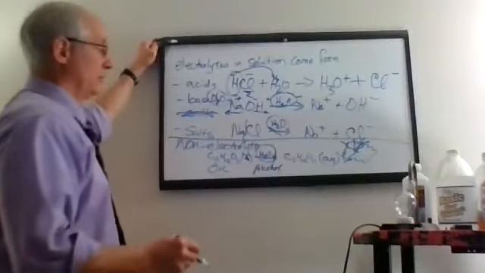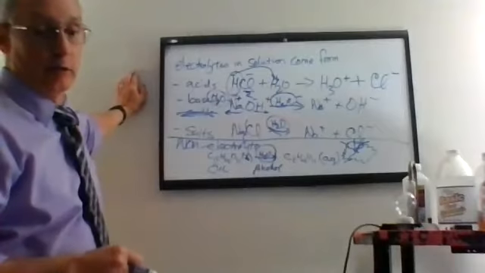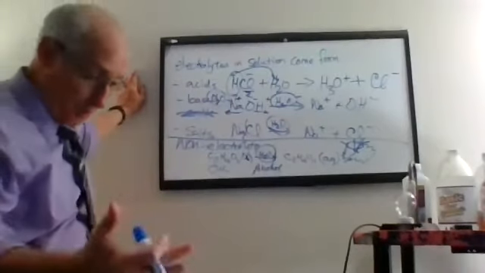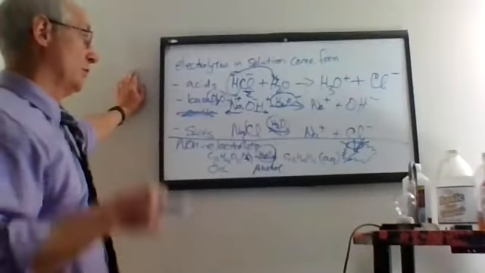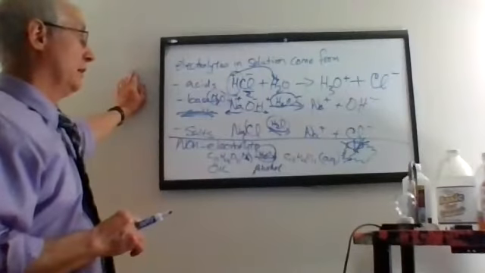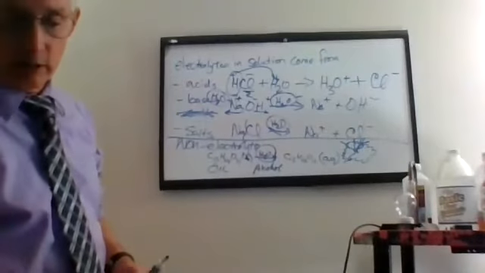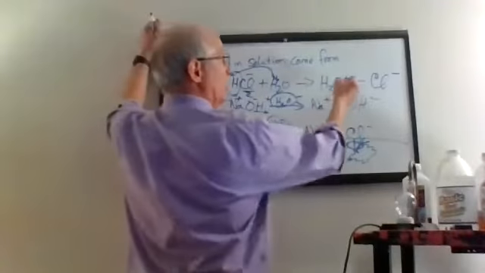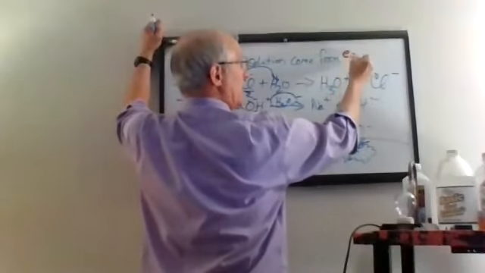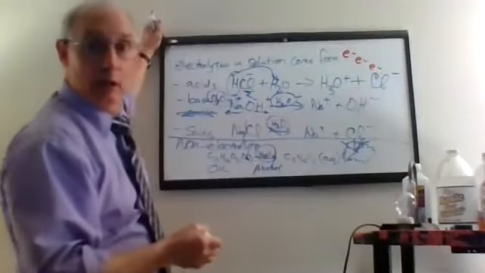Alcohol dissolves in water. It's said to be soluble or miscible, but it doesn't form ions. So it is a non-electrolyte. Now, what does the formation of ions have to do with carrying a current of electricity? Well, what is electricity? Isn't it a flow of electrons?